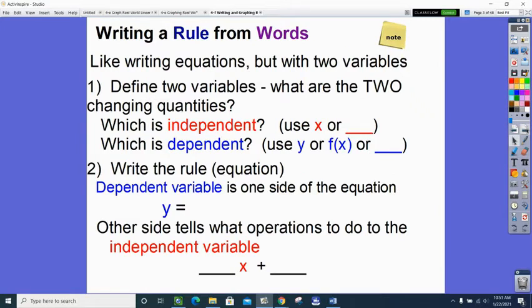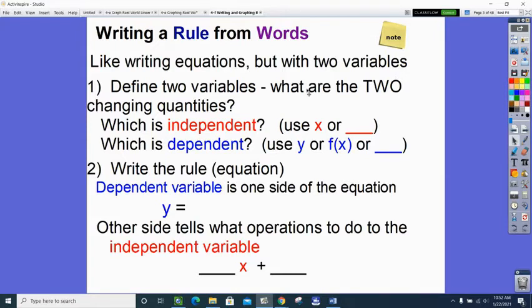So basically what we're going to do is, like writing equations, writing a rule from words is the same, except there's going to be 2 variables this time. So when we were doing equation solving before, you guys are really good at writing like the 2-step equation and remember the break-even problems, you write those equations. See, what has changed here is we have an input and an output. So there's 2 variables. We're going to define what those are.